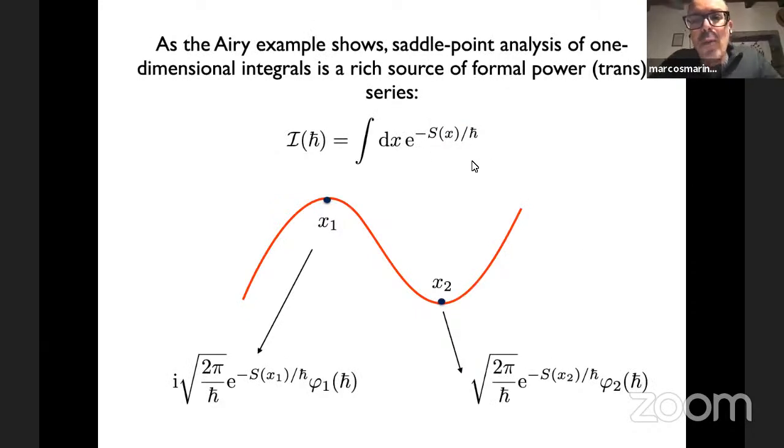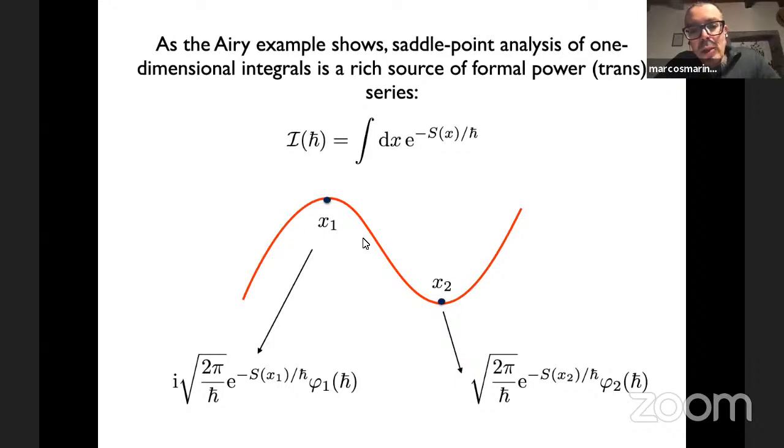Now, in order to motivate what happens in physics, let me point out that, as you can see, the AD functions can also be interpreted as saddle point formal power series related to one-dimensional integrals. One typical example is the kind of integrals you can study with the saddle point: one-dimensional integrals in which you have an exponential of a function divided by a small coupling constant like h bar. Typically you can produce formal power series by doing a saddle point expansion of these integrals. Here I'm not specifying any contour because I just want to find formal power series solutions, so you just have to expand this integral around saddle points.